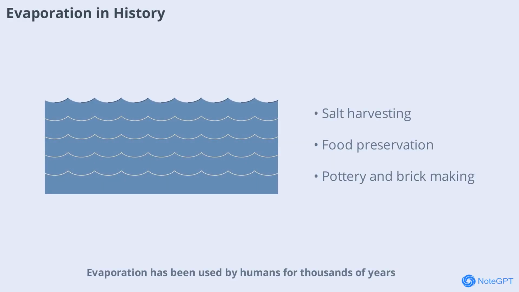Evaporation has been used by humans for thousands of years. Ancient civilizations harvested salt by evaporating seawater in shallow ponds. Early methods of preserving food like drying fruits and meats relied on evaporation. Even traditional pottery and brick making use evaporation to harden materials. This simple process has shaped human history in countless ways.